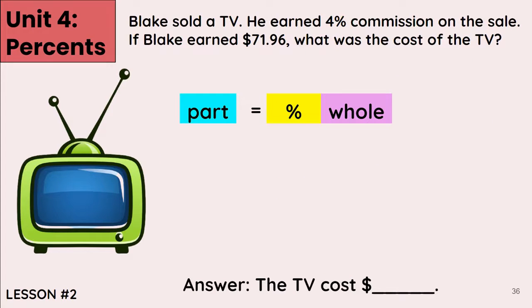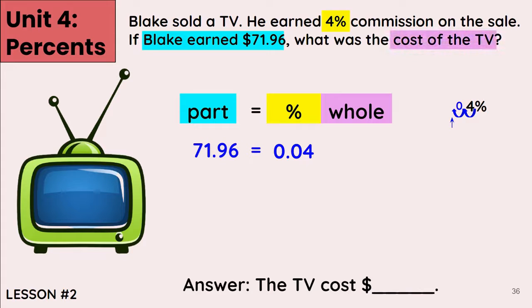Blake sold a TV. He earned 4% commission on the sale. If Blake earned $71.96, what was the cost of the TV? Well, they gave me the percent. He earns 4% commission. I'm going to take 4% and move it into a decimal. That would be 0.04. They told me that Blake earned $71.96. That is just the part, because Blake, as the salesperson, gets to keep only 4% for himself. So that's the part that he gets to go home with.